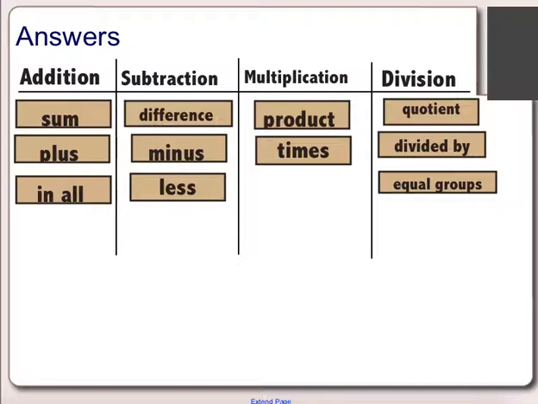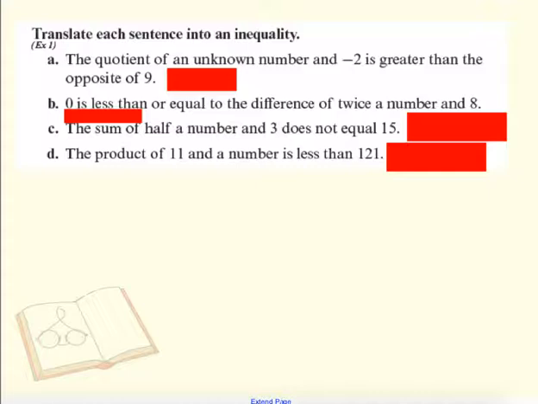So let's take a couple examples and figure out, well, we have some sentences. What would be a way to describe this in mathematical format? So the quotient of an unknown number and negative 2 is greater than the opposite of negative 9. Let's take this piece by piece. So the quotient, we know we're talking about a division relationship of an unknown number and negative 2. Well, it tells us the order.